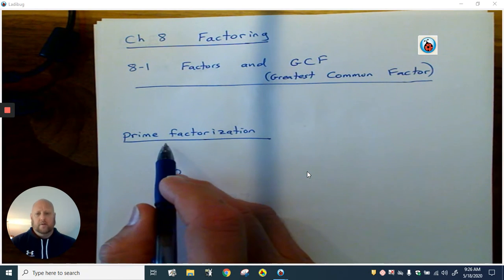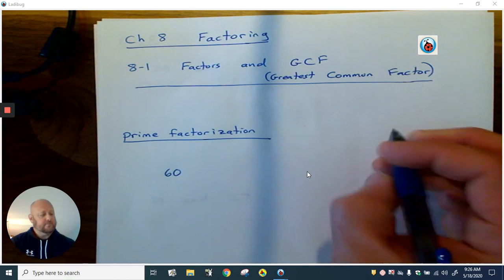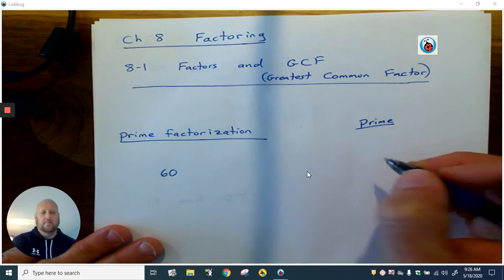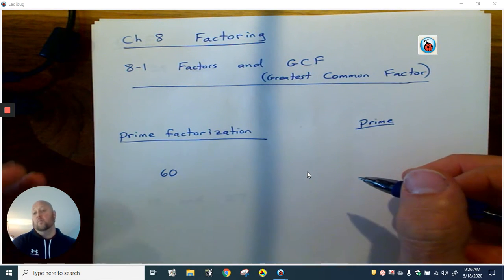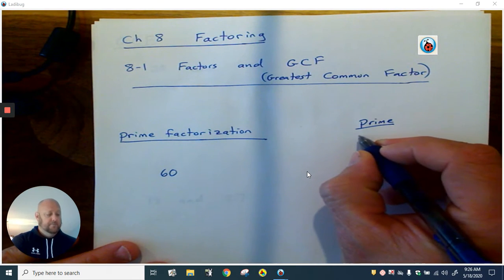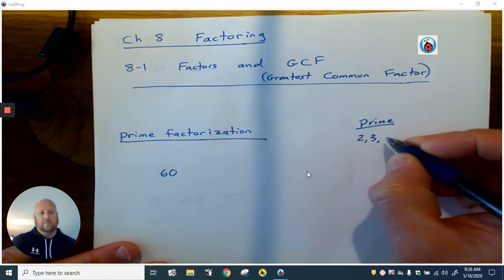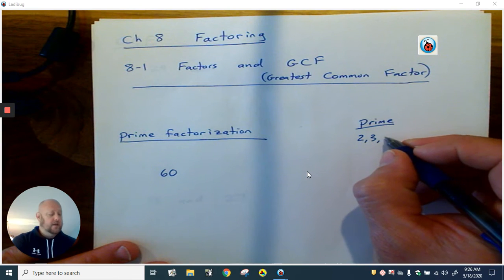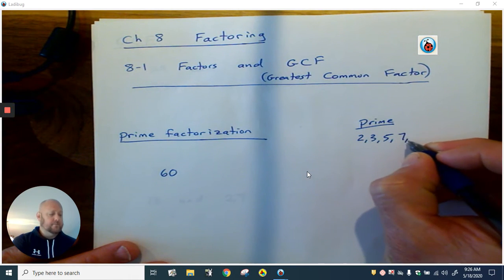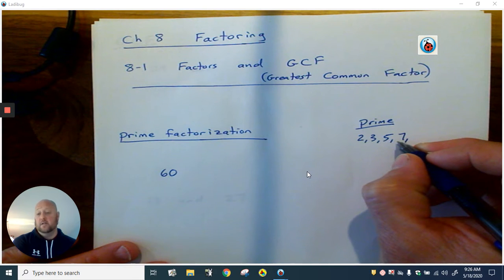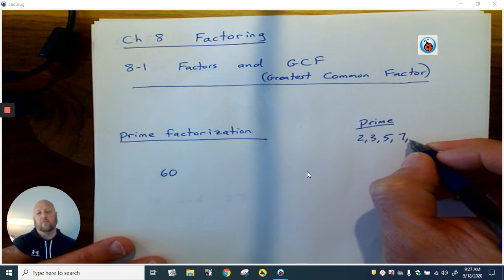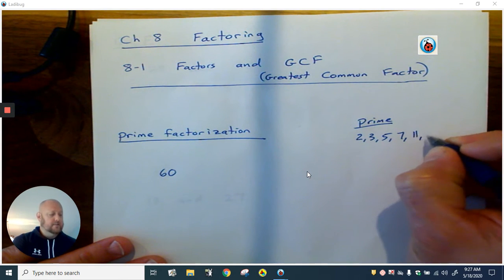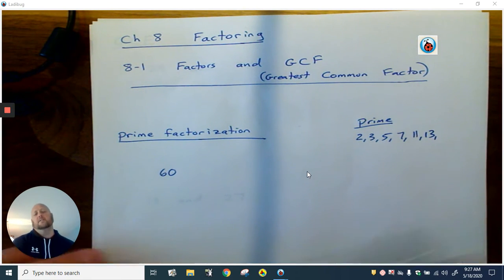So the first thing we want to talk about is prime factorization. If you remember what prime numbers are, okay? Prime numbers are numbers that can only be divided by one and itself, right? So 2 is a prime number, 3 is a prime number. 4 is not because 2 times 2 is 4. 5 is a prime number. 7 is a prime number. 6 is not because 2 times 3. 8 is not, 2 times 4. 9 is 3 times 3. 10 is not, 11 is, 13 is, those kinds of things.